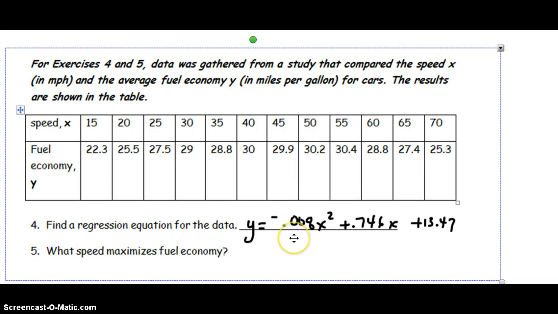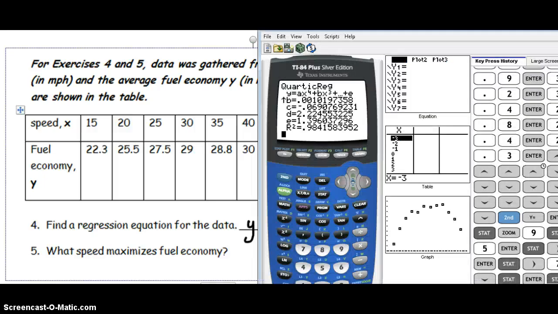So that equation is y equals negative 0.008x squared plus 0.746x plus 13.47. And again, the key here is just to understand what kind of function and how to find your equation of best fit. So hopefully that reviewed the information for you.